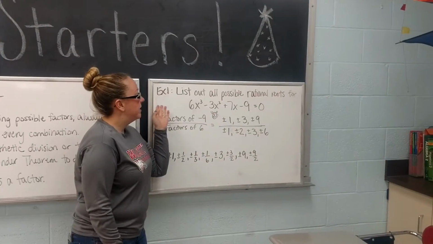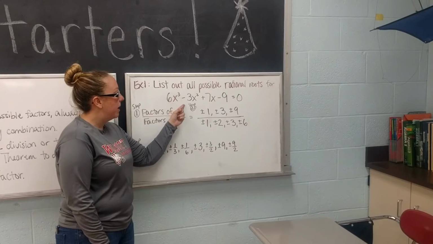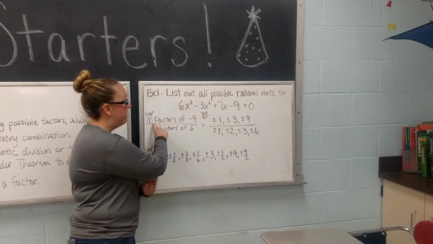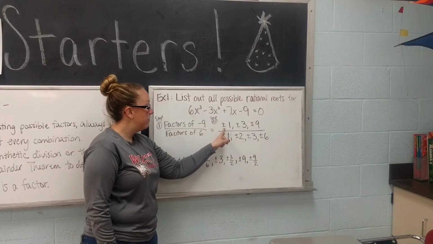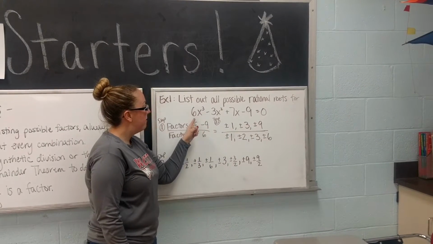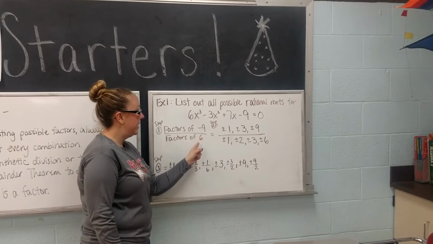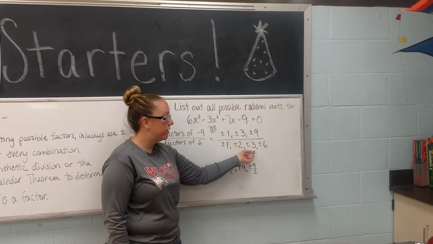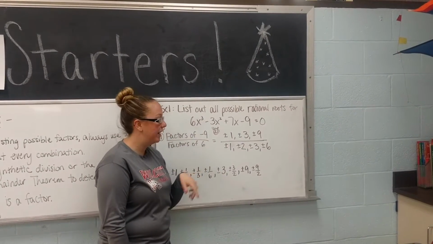So for example 1, it says list out all possible rational roots for 6x to the third minus 3x squared plus 7x minus 9 equals 0. So my factors of negative 9, because that's my last term, that's my constant term, are plus or minus 1, plus or minus 3, and plus or minus 9. And my factors of my first term, this is your leading coefficient, 6, are plus or minus 1, plus or minus 2, plus or minus 3, and plus or minus 6. So those are all the numbers that go into negative 9 and into 6.